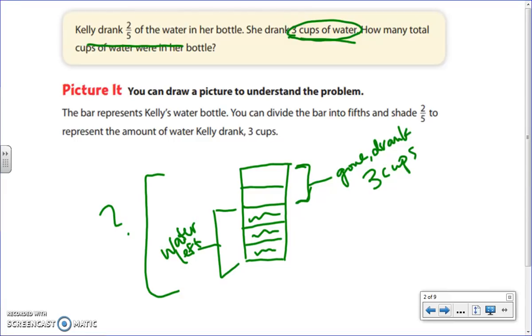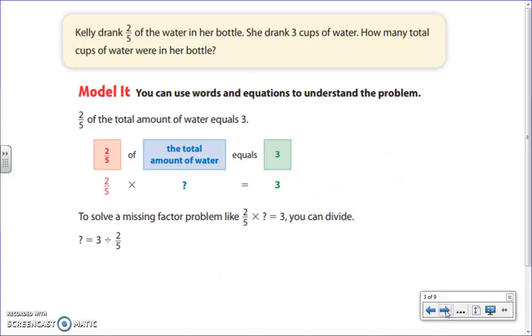And so it says the bar represents Kelly's water bottle. You can divide the bar into fifths and shade 2/5 to represent the amount of water Kelly drank, 3 cups. So I guess the model that is drawn in your book must have 2 shaded parts representing the parts that she has drank. Mine's a little bit different than the one in your book, and that's the one we're going to use. But I hope that this model makes sense and how I constructed it makes sense. So let's move on here to the modeling.